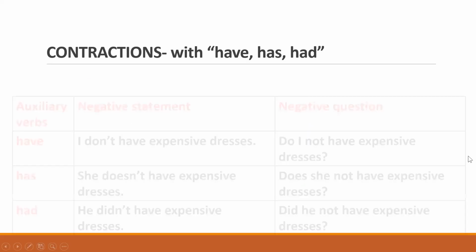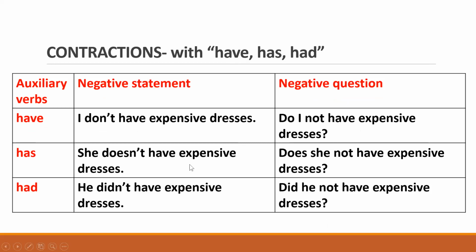Okay, moving down, we have negative have, has, and had. I do not have expensive dresses. The same formula, only the "do" comes in the front. The rest all stays in between the sentence. "Not" and "have" stay between the sentence. She does not have expensive dresses. Does she not have expensive dresses? He didn't have expensive dresses, or he did not have expensive dresses, which comes to "did he have expensive dresses?" Now only the first auxiliary verb comes in the front, and the rest all stays in between the sentence when you want to make a question.